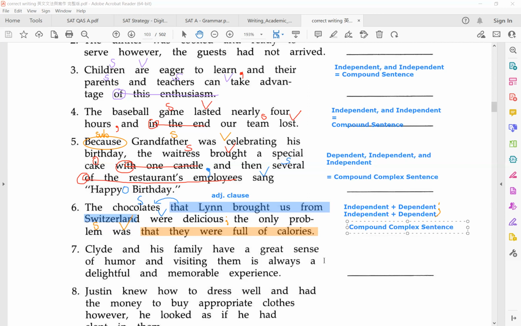All right, and our last example. Clyde and his family have a great sense of humor. So cross out humor. Visiting them, so remember this is our gerund phrase as subject, is always a delightful and memorable experience. So again, I have two complete sentences. So I want to use comma, fanboys, comma, and. So this is independent, comma, and independent. And we call this a compound sentence. All right, and that is it for this practice.